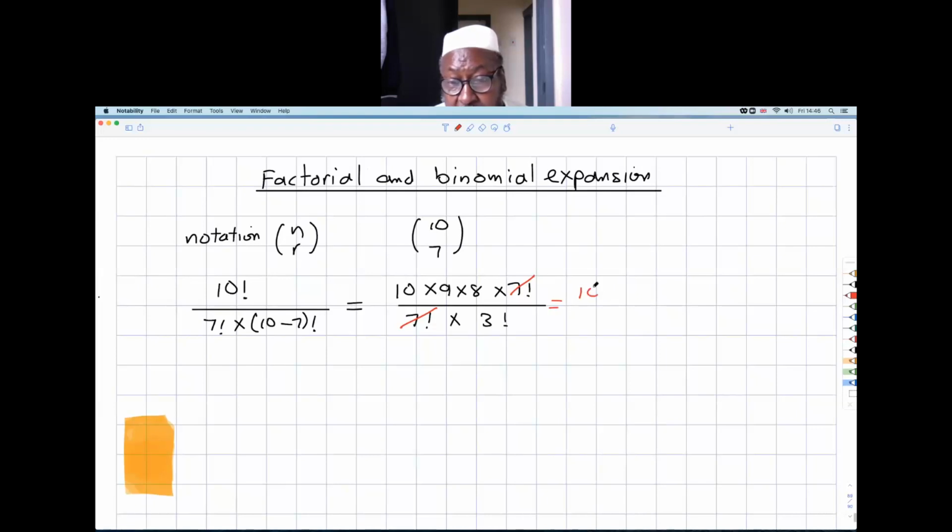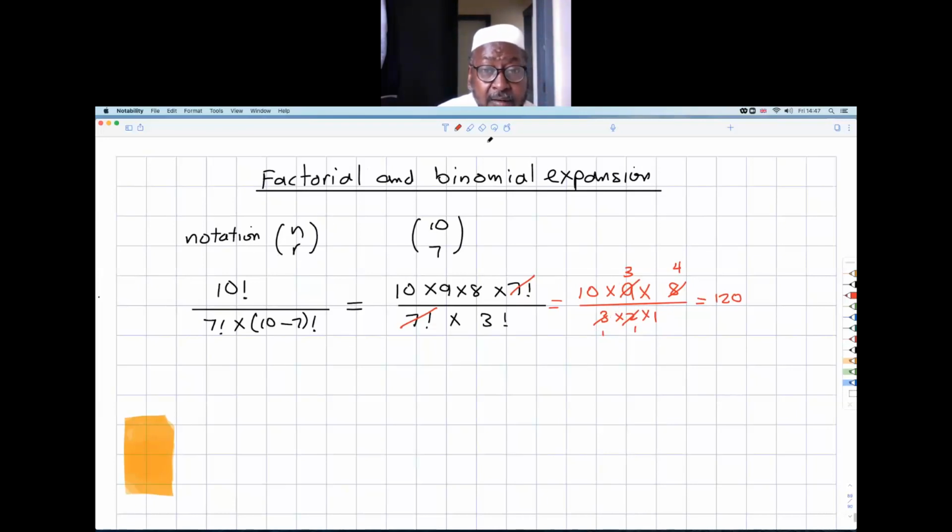That will be 10 times 9 times 8 divided by 3 factorial, 3 times 2 times 1, that means 6. If we divide by 3, it will give us 3. If we divide by 2, it gives us 1, and this will be 4. 3 times 4, 12 times 10, the answer will be 120. This will be very, very easy. You don't need to use the calculator every single time. Just try to train your memory with numbers.